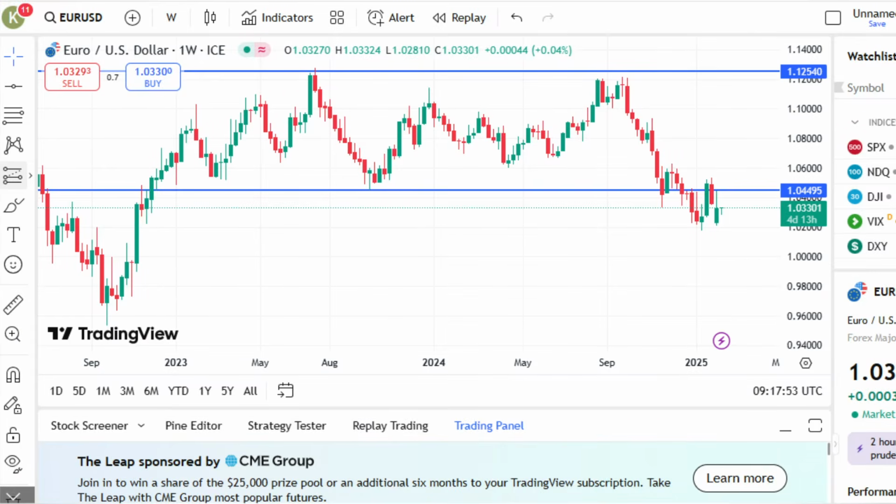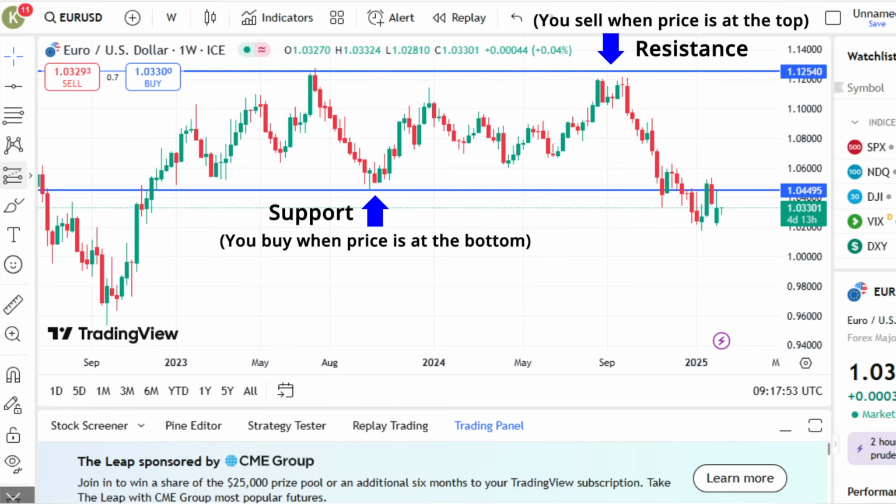That's what we call a ranging market. When you notice a ranging market, you want to buy at the support and sell at the resistance. What this means is that you buy when price is at the bottom, that is the support, and you sell when price is at the top, that is the resistance. But be very careful. Ranges do not last forever. Eventually, price is going to break either the support or the resistance and move in a trend.